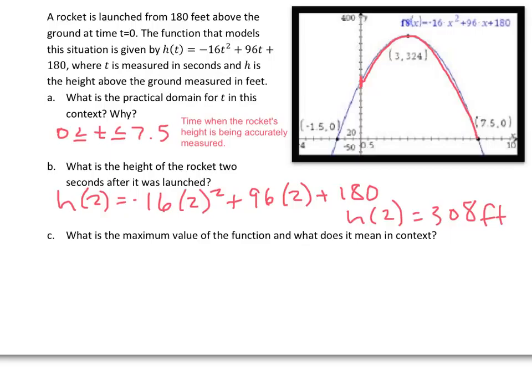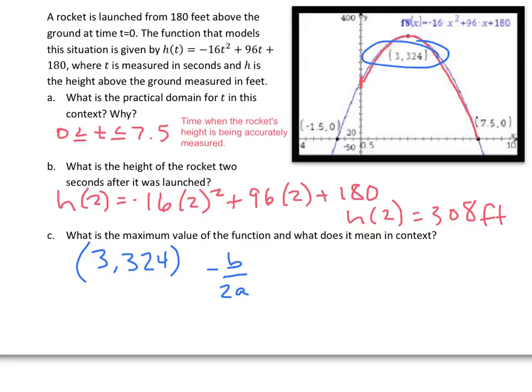Alright, what is the maximum value of the function and what does it mean in the context? Well, in our graph, we already have that the maximum value, so the height, is 324 feet, and that happens 3 seconds after it's launched. So if I didn't have this already on the graph, then I could of course graph it and create the graph. That's always an option, but there's also the formula negative b over 2a.